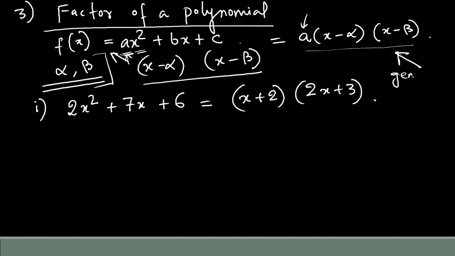So I just don't want to give the generalized form right now, but still I gave it. So this is how you generally write it. But when you factorize any expression, this is how you do it, right? 2x square plus 7x plus 6 will come as x plus 2 times 2x plus 3.